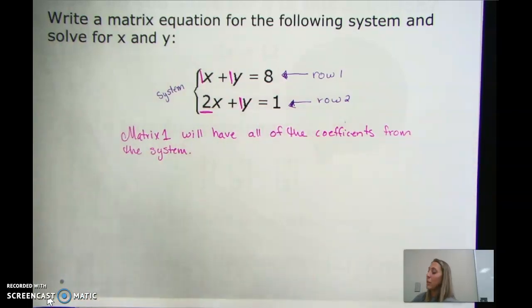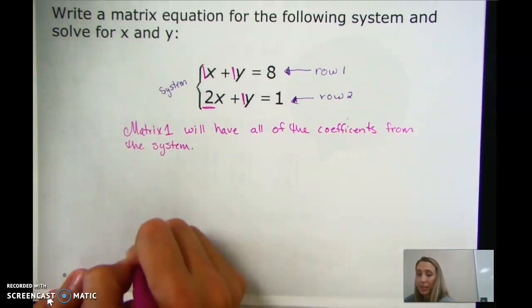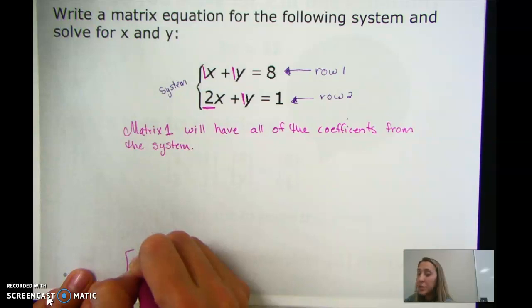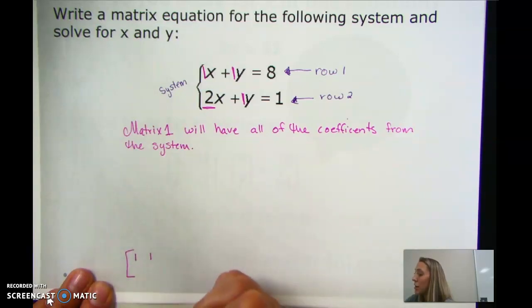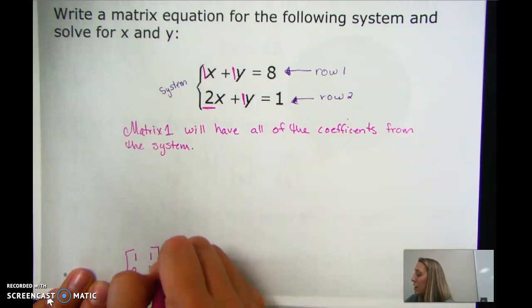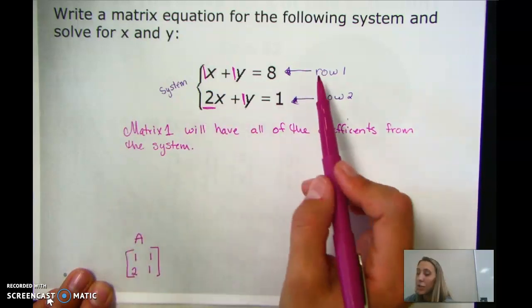So I'm going to go ahead and create my first matrix. Well, here, I'll do it down here. I'm going to put the coefficients. So 1, 1, that's all of row 1. And then row 2, 2, 1. So my matrix A has all of the coefficients for each row.